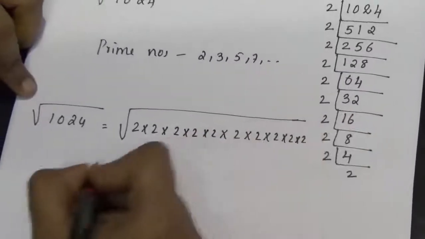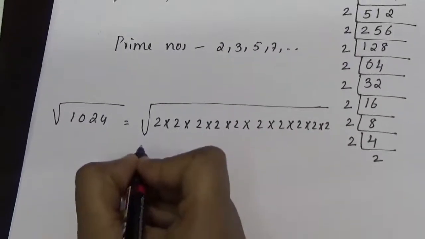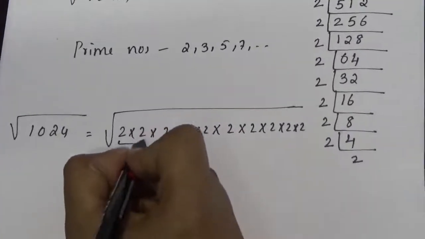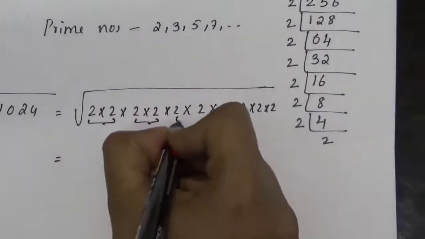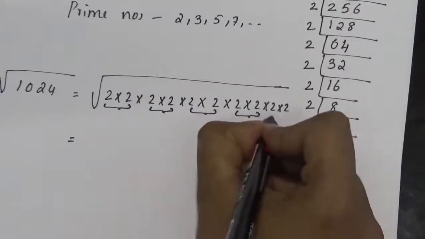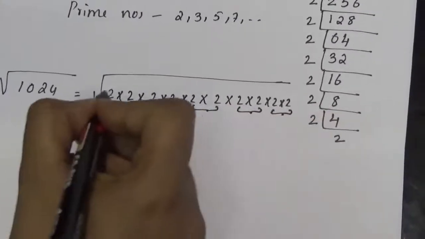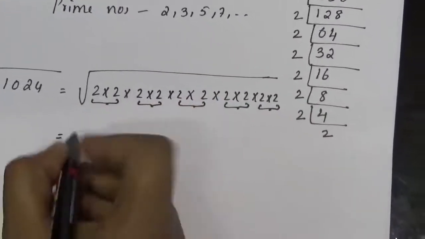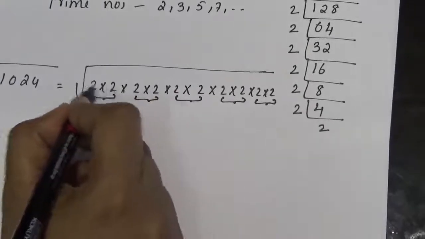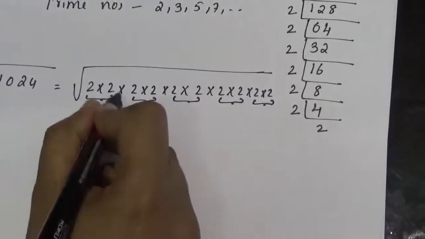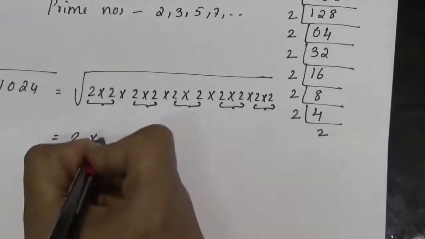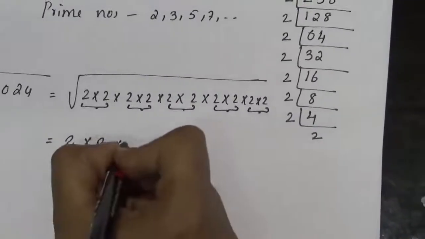Okay. So we are finding the square root of a number. So pair the equal numbers. From each pair we can take one number. So from among 2 into 2, from this pair we can take 1, 2. From this pair take another 2.